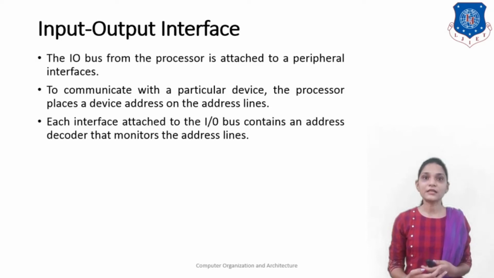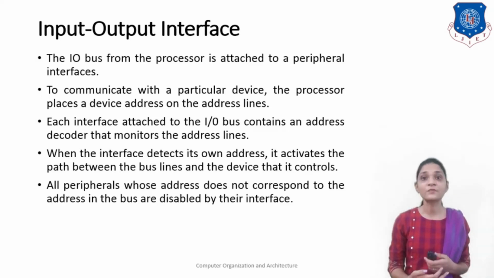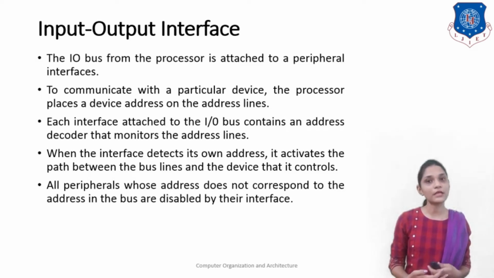Each interface attached to this I/O bus contains the address decoder that monitors the address line. When the interface detects its own address, it activates the path between the bus line and the device that it controls. All peripherals whose address does not correspond to the address in the bus are disabled by their interface.